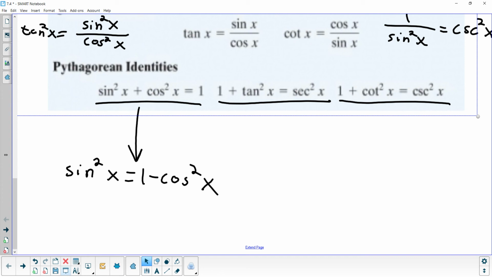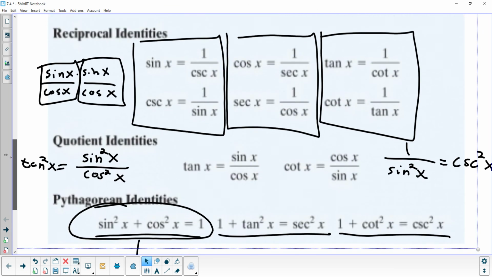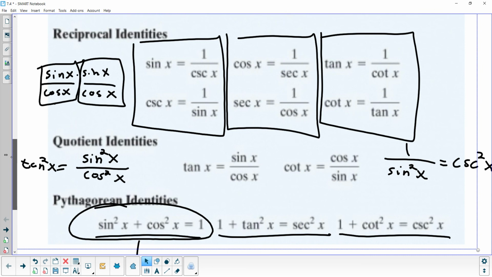So the key is when we have problems that have sine squareds and cosine squareds, we're probably going to want to think of using this somehow, but it might be rearranged. We might move something to the other side. And you can do that with the other ones as well. All right, so those are the 3 main groups of identities that we're going to study in this section. Reciprocal, quotient, Pythagorean. Questions on those?